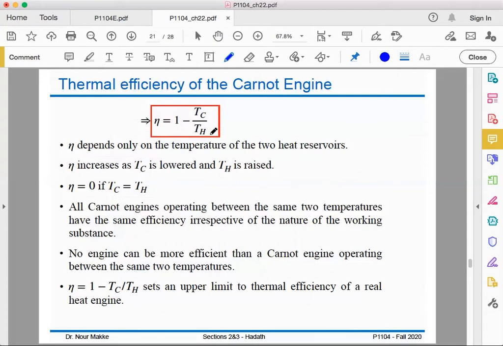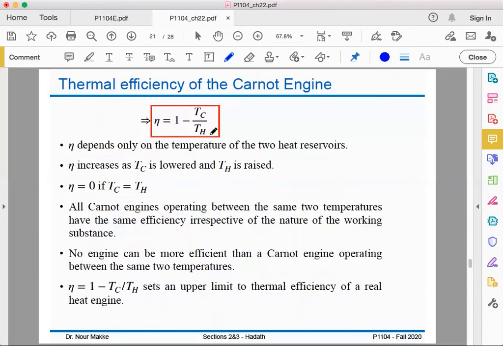No real engine can be more efficient than a Carnot engine operating between the same two temperatures. And as we said earlier, this equation 1 minus Tc over Th sets up an upper limit to the thermal efficiency of a real engine. As we said before, a real engine can never be 100% efficient. It's always below 100% efficiency. And what is this limit? What is this threshold that it cannot exceed below 100? It is the efficiency of the Carnot engine.